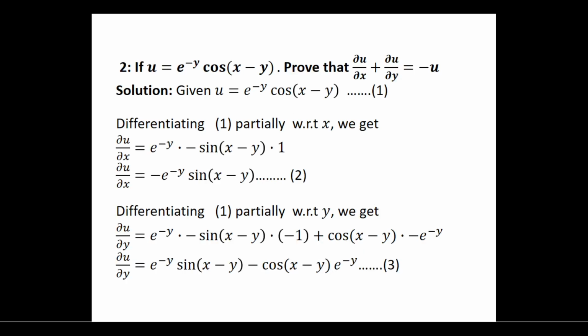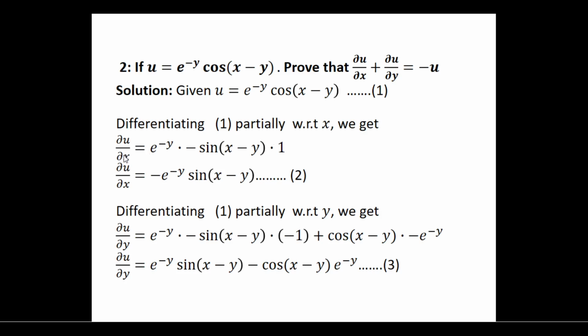We shall go for one more problem. If u equals e^(-y) cos(x - y), then prove that ∂u/∂x + ∂u/∂y equals -u. Okay, now we'll consider the given function as equation 1. Now differentiate this equation 1 partially with respect to x first.